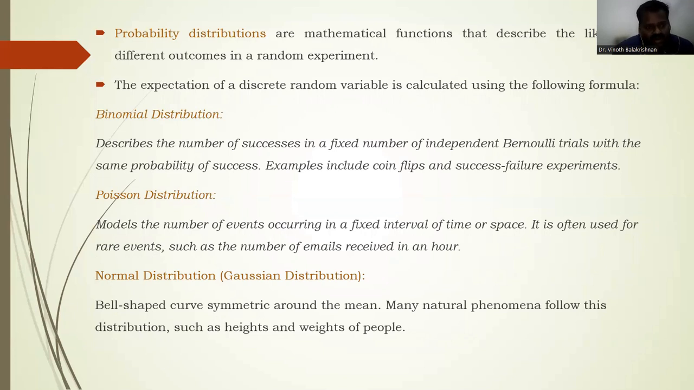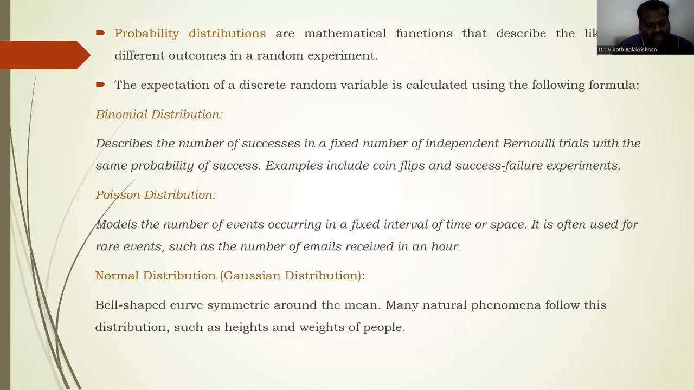First, the discrete distributions. The first one is the binomial distribution. X is a discrete random variable describing the number of successes in a fixed number of independent Bernoulli trials with the same probability of success. Examples include coin flips and success-failure experiments. The binomial distribution has two outcomes, one is success, another is failure, and it happens n number of times. Then we derive the binomial distribution's probability mass function.